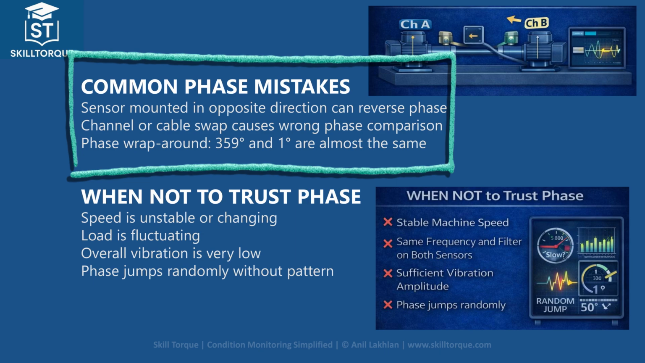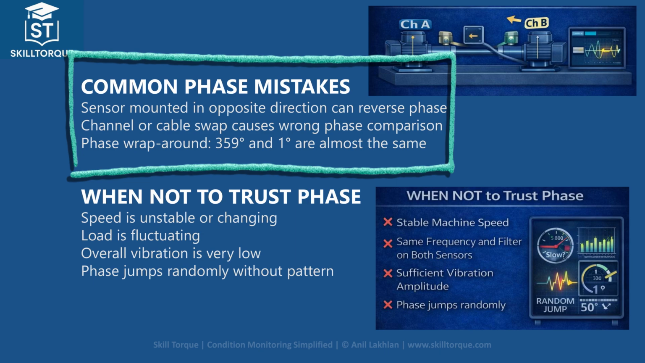It's known as phase wraparound. What is this phase wraparound? Let's say that on one sensor the phase is 355 degrees, or let's say 359 degrees, and another sensor is reading, let's say, 3 degrees, 1 degree, 2 degrees, or something like this. So what do you think?